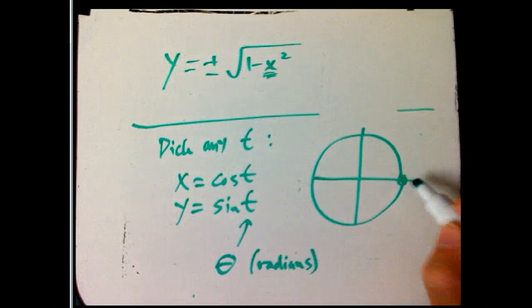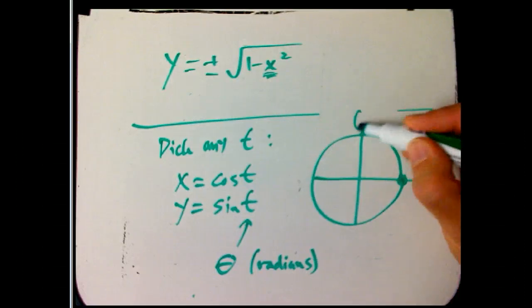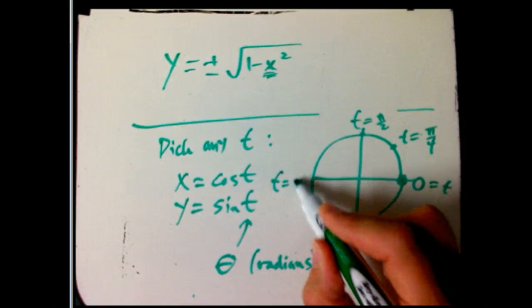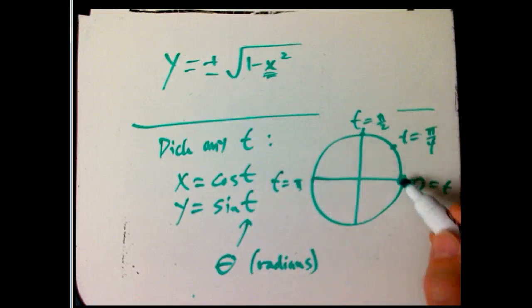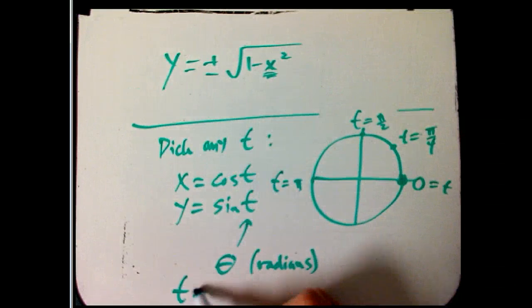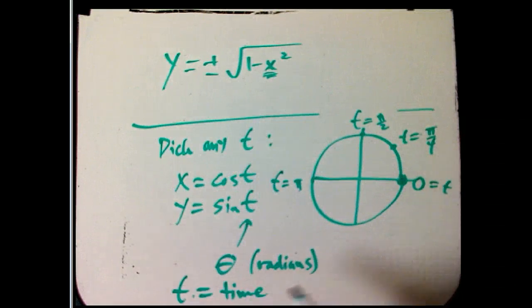That says that if I pick t equals 0, I start out here. At t equals pi over 2, I'm up here. Where am I halfway in between? Oh, I'm actually geometrically halfway in between. If I pick t equals pi, I'm twice as far around as pi. What I want to think about here, the reason I call it t, is that I want to think of t as a time variable.